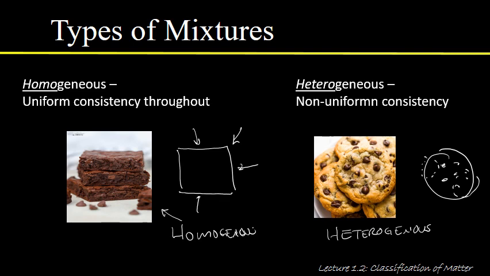Solutions, things like tea. We were talking about tea before, right? Tea would be an example of a homogeneous mixture, because once you put your sugar in there and stir everything up, you got the same consistency throughout.